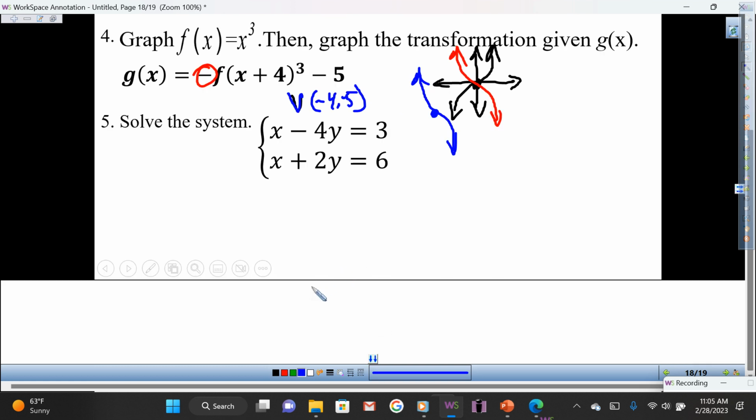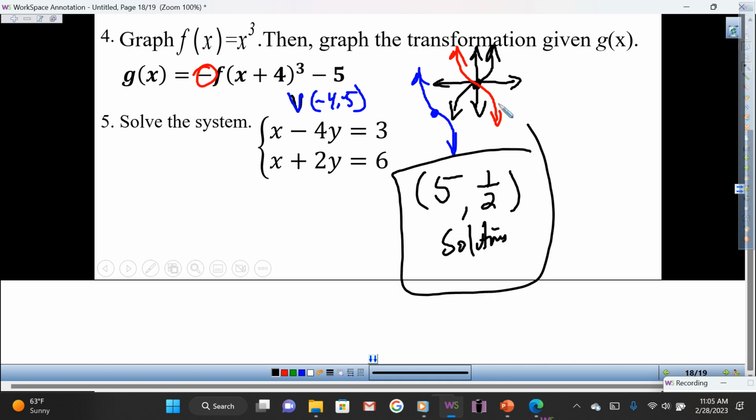And number 5, what'd you get for number 5? Solution. Anaya. What is it? 5 1/2. Hands, have you got that? That is correct, by the way. Let's go. And what method did you use? Substitution or elimination? Yep. All right.